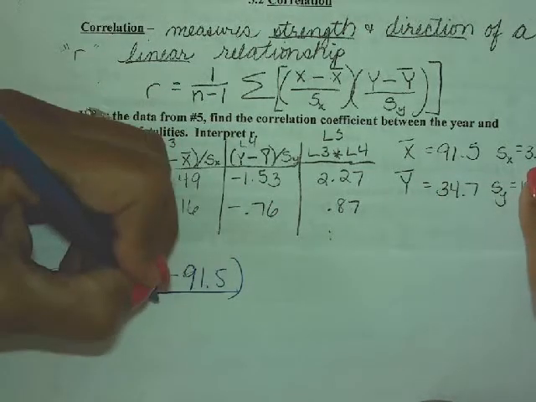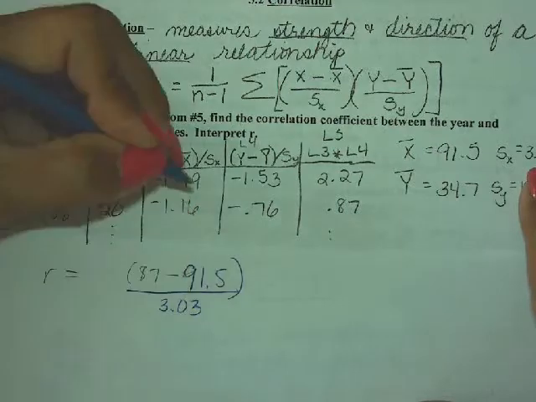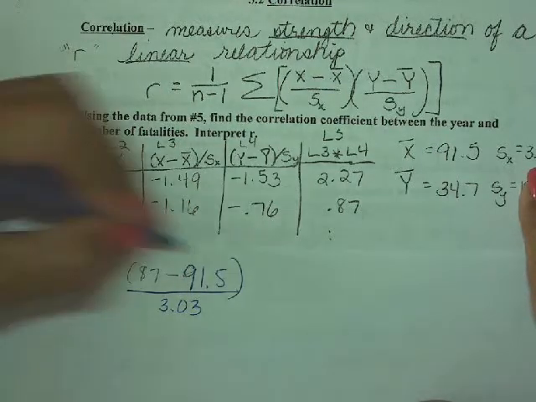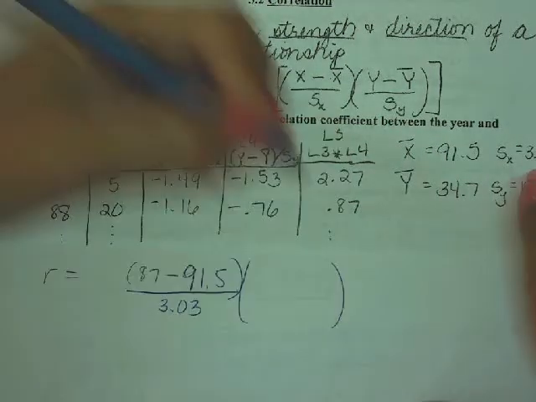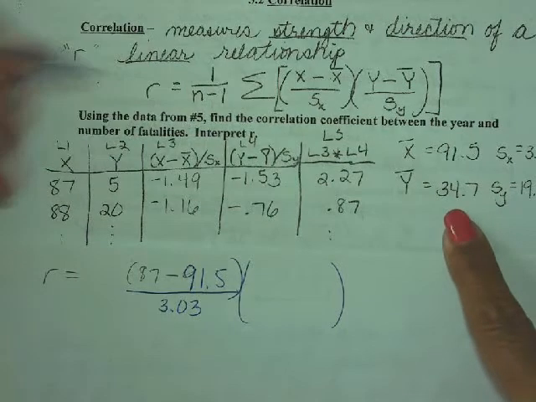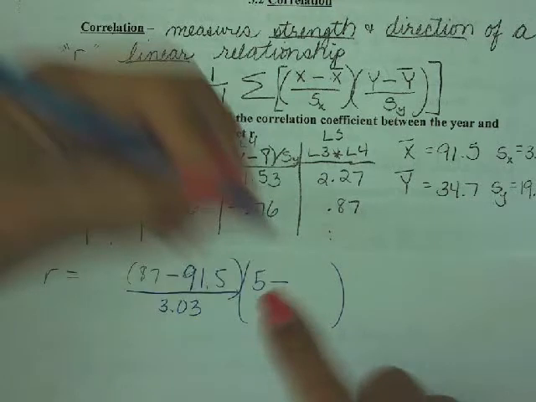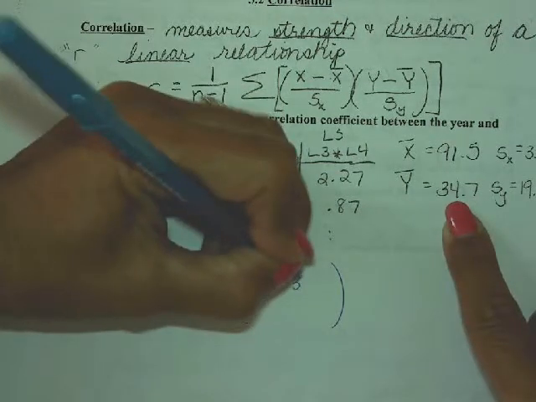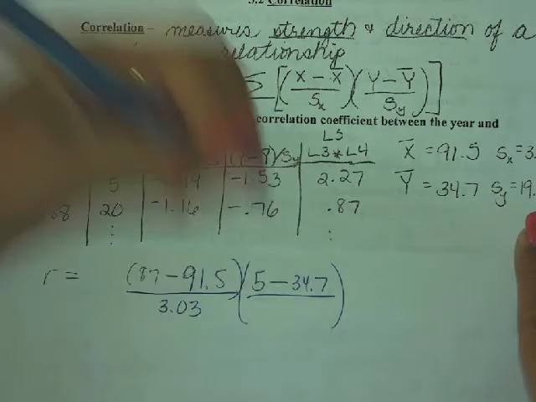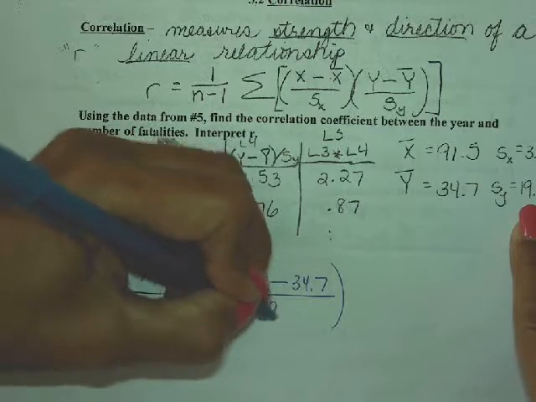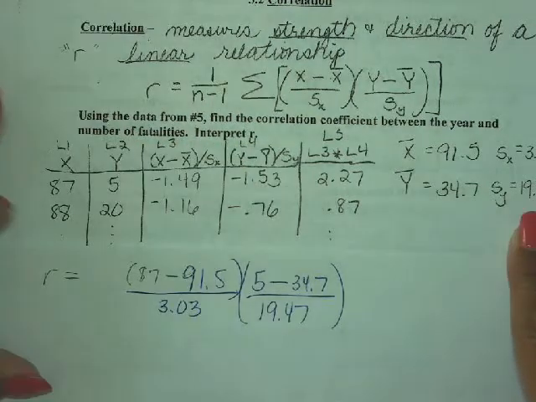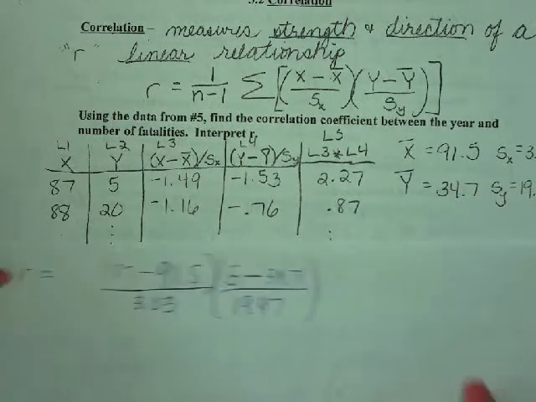91.5, and then I divide that by the standard deviation of the x's, and there's the z-score of the x's. Now I need to multiply that by the z-score of the y. The first y component is 5. So I have 5 minus the mean of the y's, which is 34.7, and I need to divide it by the standard deviation of the y's.